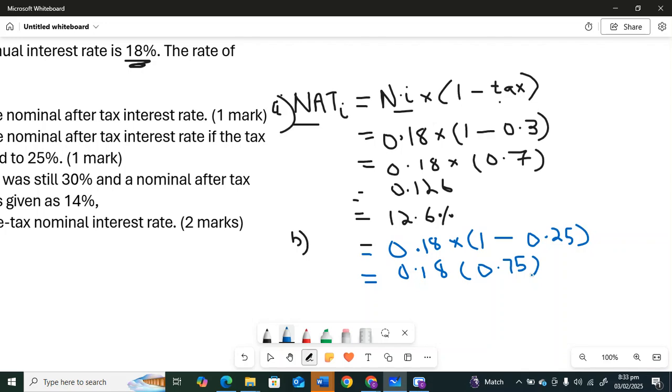All right, so 0.18 multiplied by 0.75 we get 0.135. Convert this into a percentage by multiplying by 100. This becomes 13.5%. So as we can see, when you reduce the tax, your returns increase. Okay. Yes. Any questions?